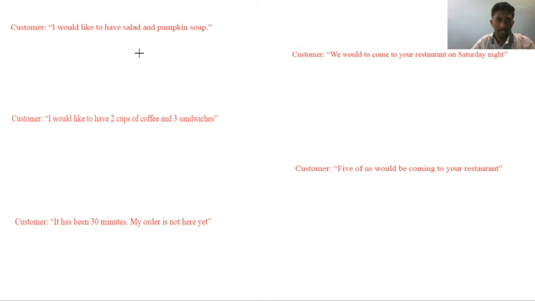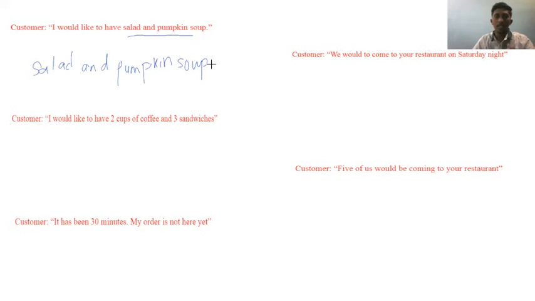So look at this sentence. I would like to have salad and pumpkin soup. So the most important thing here is salad and pumpkin soup. So the paraphrased way of you saying it is salad and pumpkin soup. So we can see this is the paraphrase that we will say to a customer.